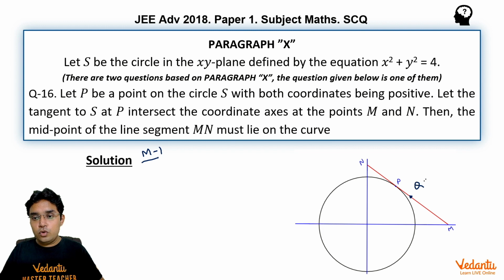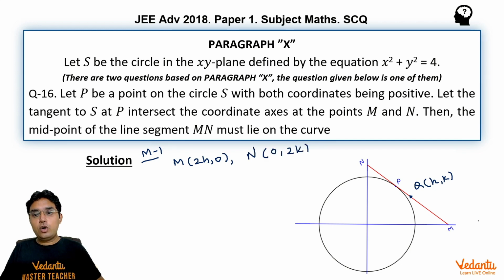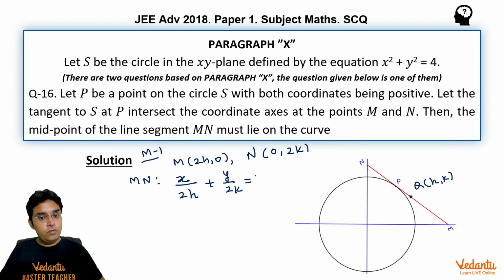So if I take Q to be h comma k, which is midpoint of MN, then I think we can write M to be 2h comma 0 and N to be 0 comma 2k, because this h comma k is midpoint and M lies on x-axis, N lies on y-axis. So from midpoint formula directly we can write this. So the equation of line MN will become by intercept form x upon 2h plus y upon 2k is equal to 1. Now this line is tangent to this circle whose center is at origin and radius is 2.